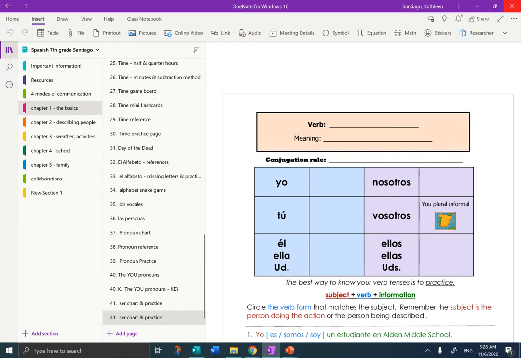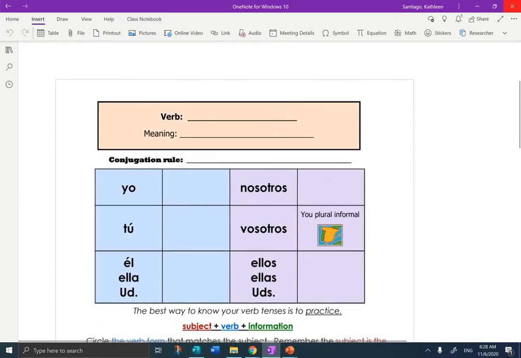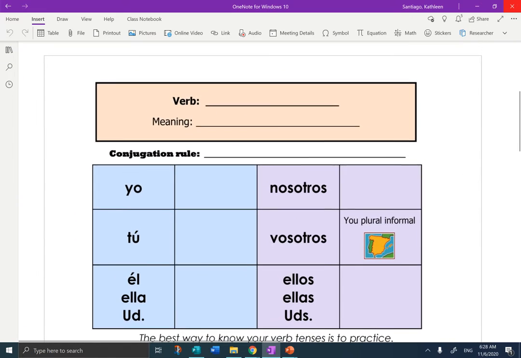Today I'm going to help you with your notes for the new verb, our first verb, ser. As you can see, I'm in your OneNote notebook. Chapter 1, page 41, ser chart and practice. I'm going to eliminate the table of contents and make the chart big. So this chart should look familiar.